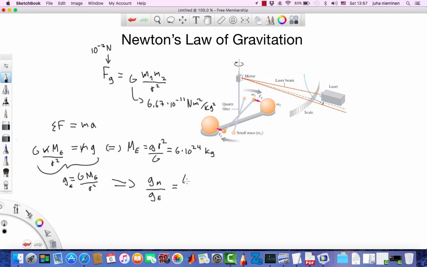So we get g times mass of the Moon divided by radius of the Moon squared, divided by, same thing for Earth, g times Me divided by radius of the Earth squared. So those g's cancel, and we get mass of the Moon divided by mass of the Earth times radius of the Earth divided by radius of the Moon, and that whole thing squared.